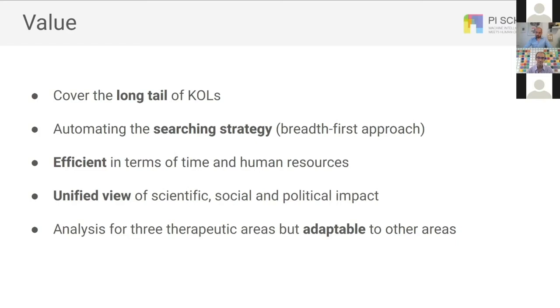The value that we bring is that we can cover a long tail of KOLs. What that means is that we can analyze a large number of people, which can be difficult to keep track of. We are automating some steps of the searching strategy, and we are improving because we are doing first a breadth first approach, and then they can follow with a deeper, more detailed searching. This makes the time and human resources use more efficient, and we can bring a unified view of the scientific, social, and also the political impact of a researcher. In this work, we analyze 3 therapeutic areas, but this method is adaptable to other areas as well.